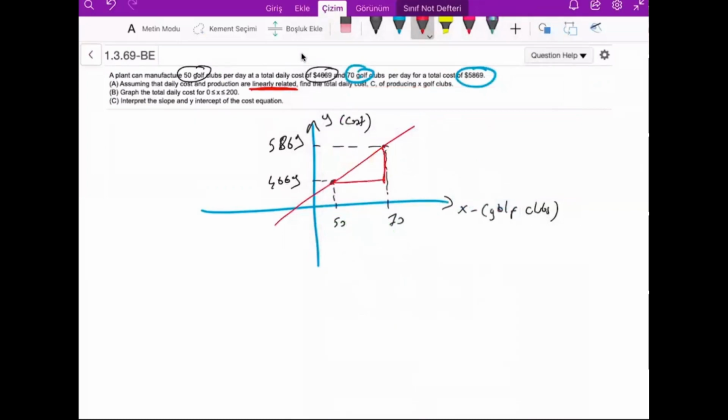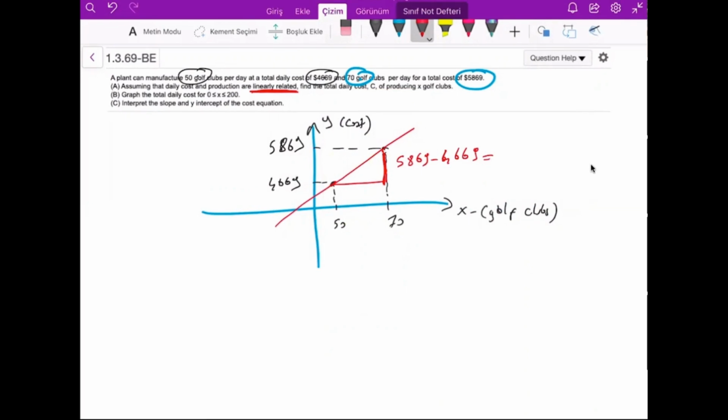from here. This distance is 569 minus 4,669. What is that value? Again, I want to use the calculator, otherwise I can make a mistake. Okay, this is 1,200. And this difference is 20. So the slope is 1,200 over 20, which is 600.